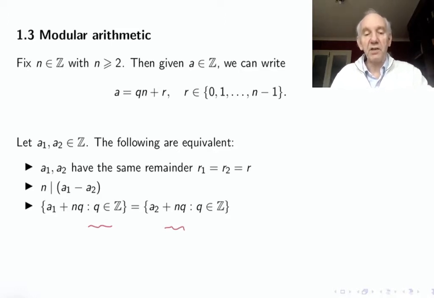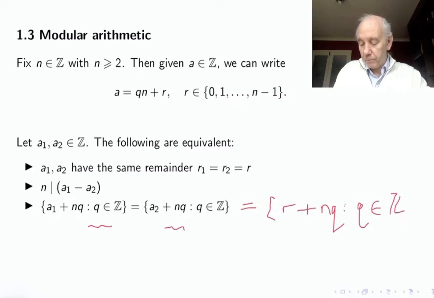So the first subset is just what you obtain by adding any multiple of n to a1. And you see what that set is, what they both are, will simply be the same thing you get by taking our fixed remainder r and adding any multiple of n to that fixed remainder. That's the same set. So those are the equivalence classes, and if they're equal, the two numbers are said to be congruent.